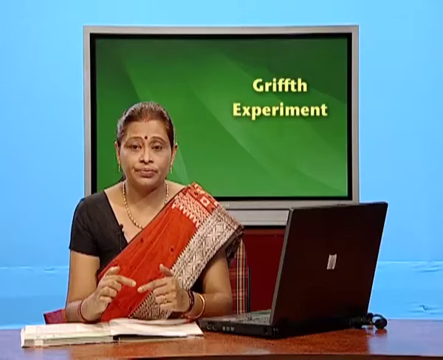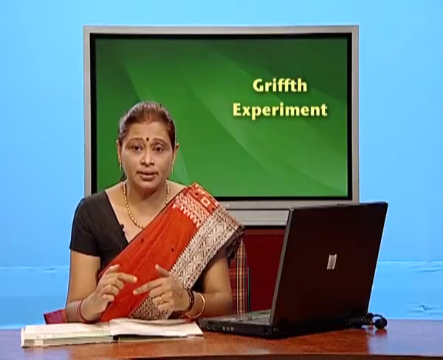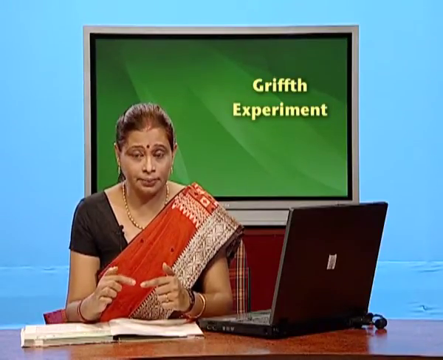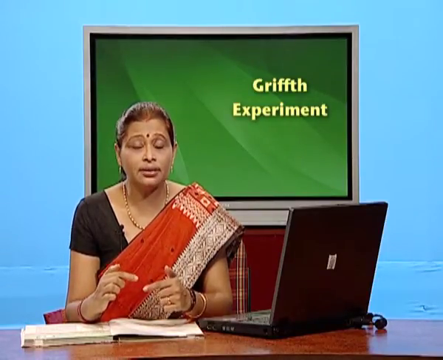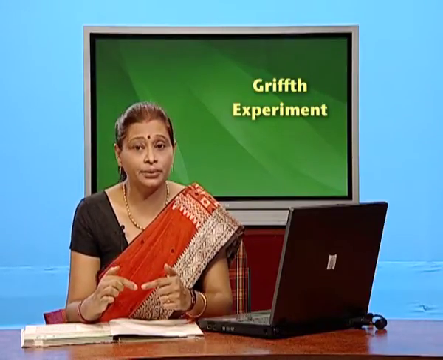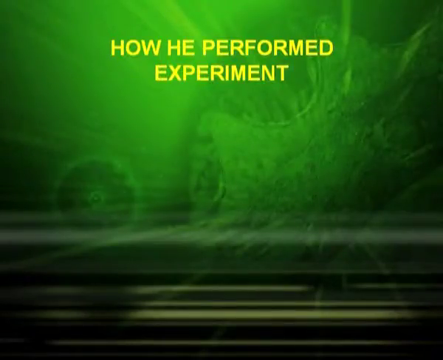The S strain is smooth because it has a polysaccharide capsule on the bacteria. On the other hand, in the case of rough bacteria, they lack this wall and therefore they appear rough. These smooth bacteria are virulent, that means they cause the disease. On the other hand, the R type is non-virulent. Now, let us see how he performed the experiment.